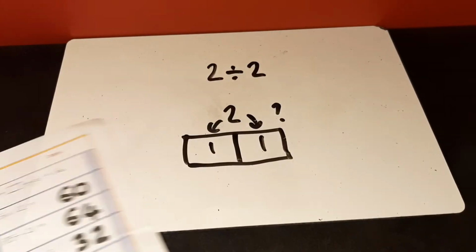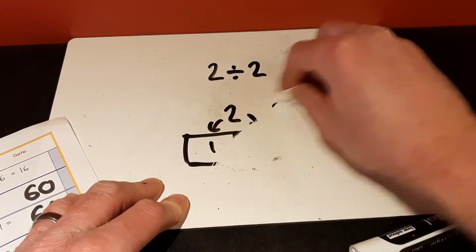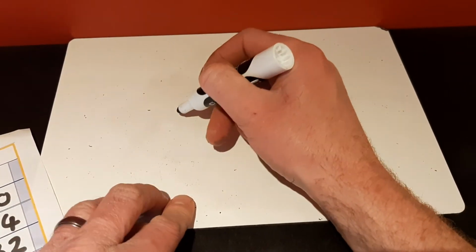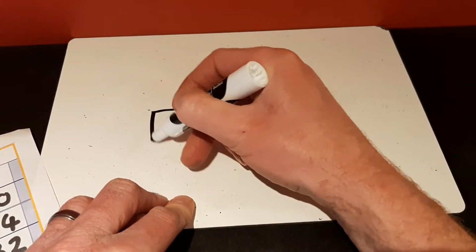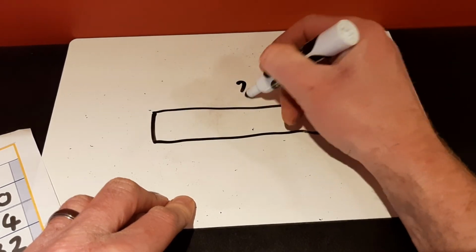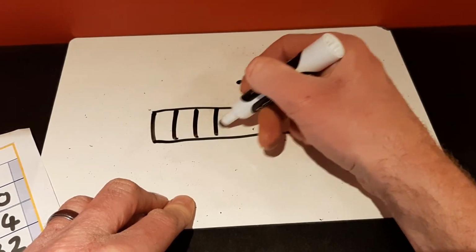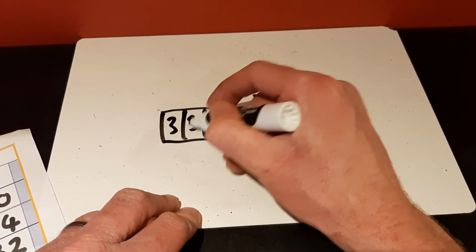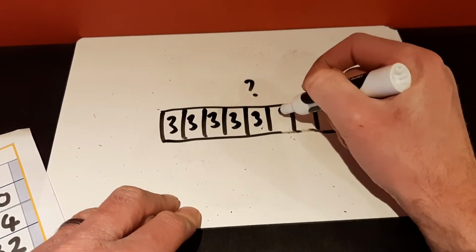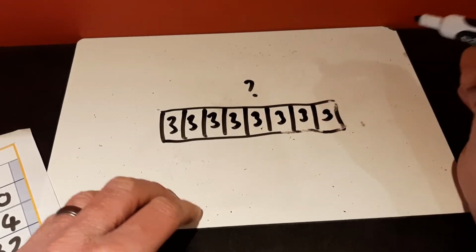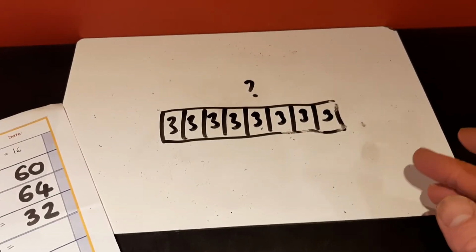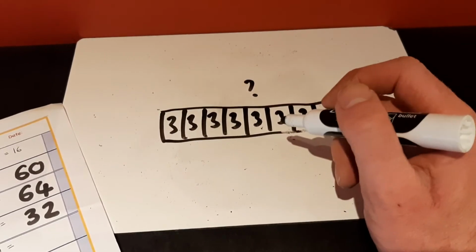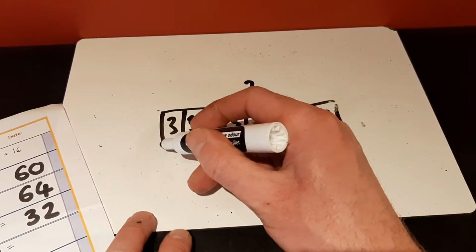8 lots of 3. Again, in previous tutorials we've looked at repeated addition, where you can have a bar. We've got our unknown. 1, 2, 3, 4, 5, 6, 7, 8. 8 lots of 3. That's one way of doing it. Some children might know what 10 lots of 3 is and take away 2 3s. Or this could be done as parts of an array.